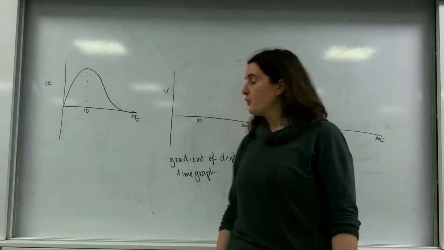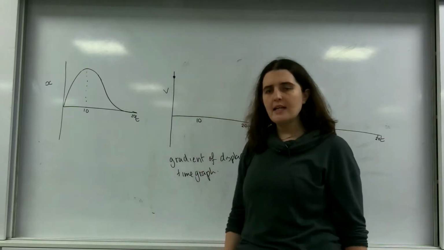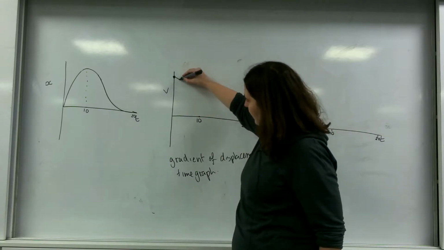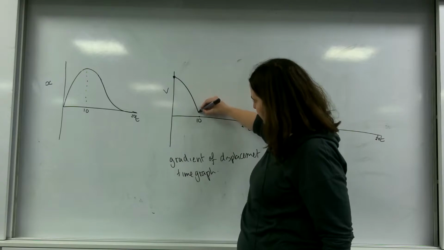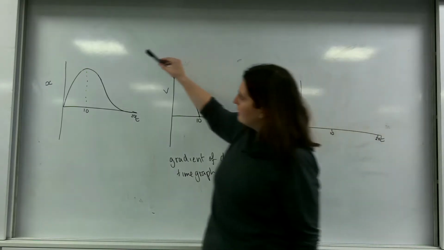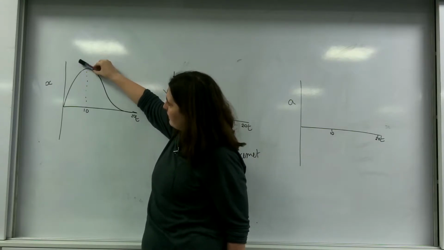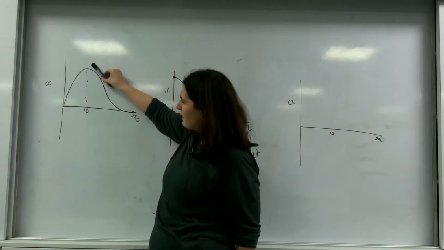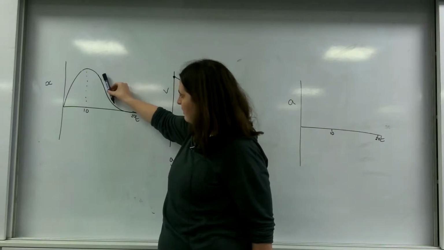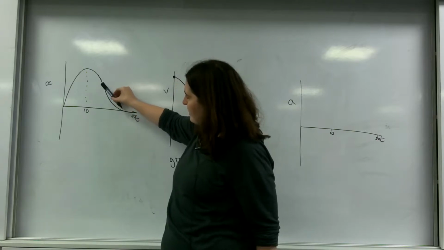So I'm going to draw it on here. So I start off at time 0 with quite a steep gradient. And as it gets to 10 seconds, that gradient gets shallower and shallower. Okay. Then at this point here, my gradient is negative. It's a negative gradient, but it's not very big. And then it gets bigger and bigger. Okay. And then it gets lower, but it's getting less and less.